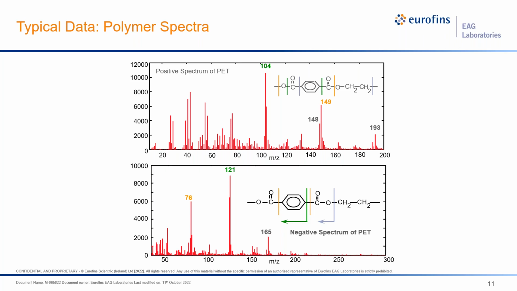And then for the negative ions, we get a major peak at 121, which is the aromatic ring and a carboxylate. And then the 76 is the aromatic ring itself. These peaks can be characteristic of the compound, and we'll match them to libraries to identify them. Or if it's not in our library, often customers will submit a reference material from their process, and we can match it to that.